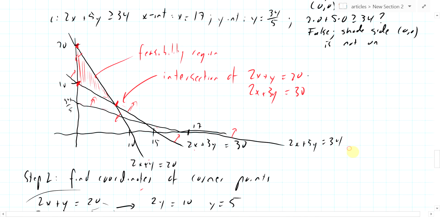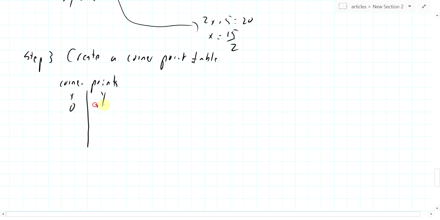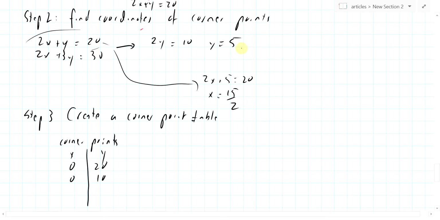One corner point is here, right? It's 0, 20, one corner point is there. This one is 0, 10. So x equals 0, y equals 20 is 1, x equals 0, y equals 10 is another. And then the last corner point was x equals 15 halves, y equals 5. So those are corner points.